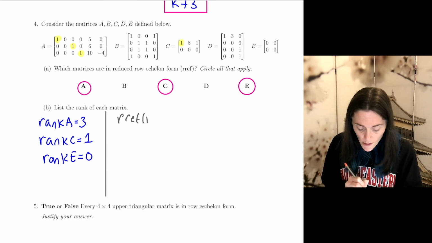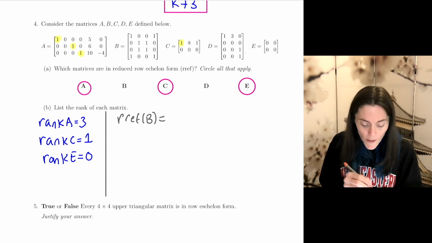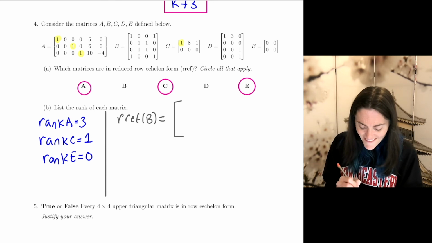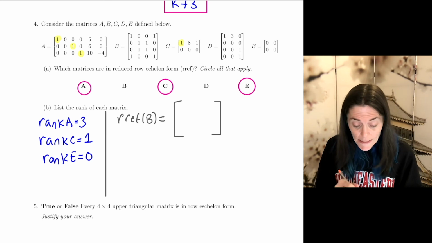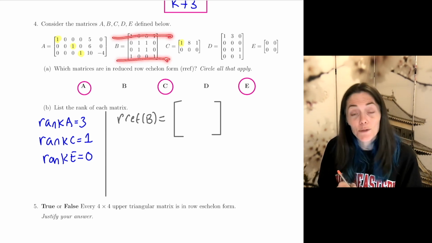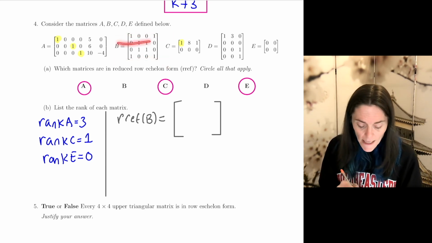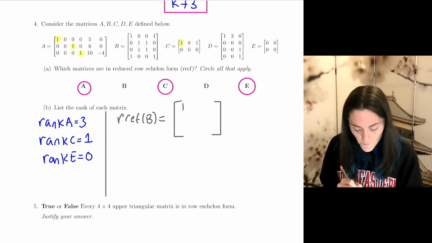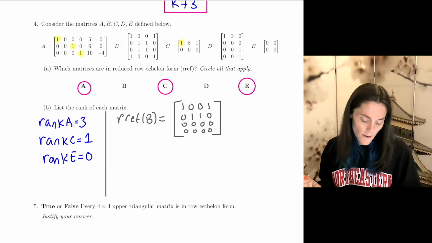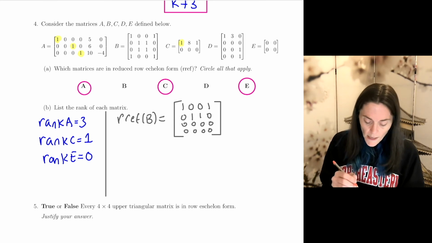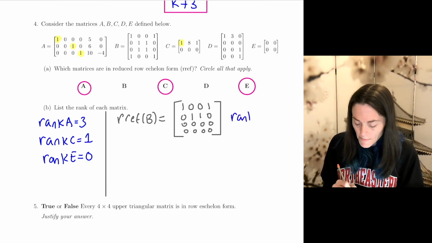The reduced row echelon form of B, well, you can see what you would do. You can take, I'll say it verbally, minus row 1, add it to row 4. You can take minus row 2, add it to row 3. And we would see this as the reduced row echelon form. And so the rank of B is 2.